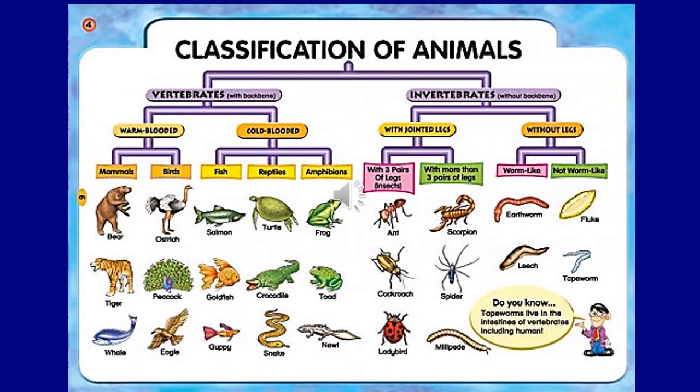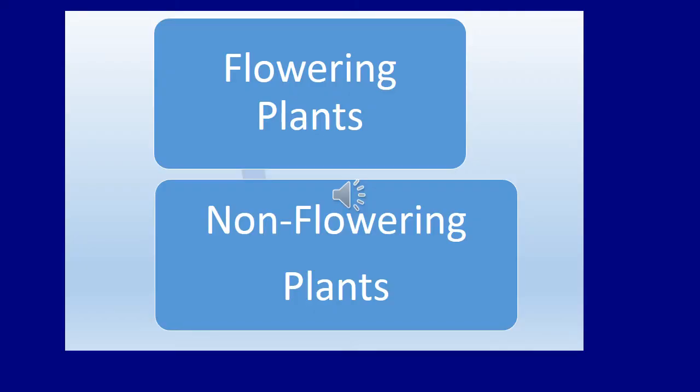Another familiar example will be the classification of animals. And you can see here, classified into vertebrates and invertebrates, working top down. We have warm-blooded and cold-blooded vertebrates, and we have with jointed legs and without legs in the invertebrates. So you can see almost every living thing is classified and categorized in the study of biology. In the study of botany, same thing goes. We would classify plants as flowering plants or non-flowering plants.